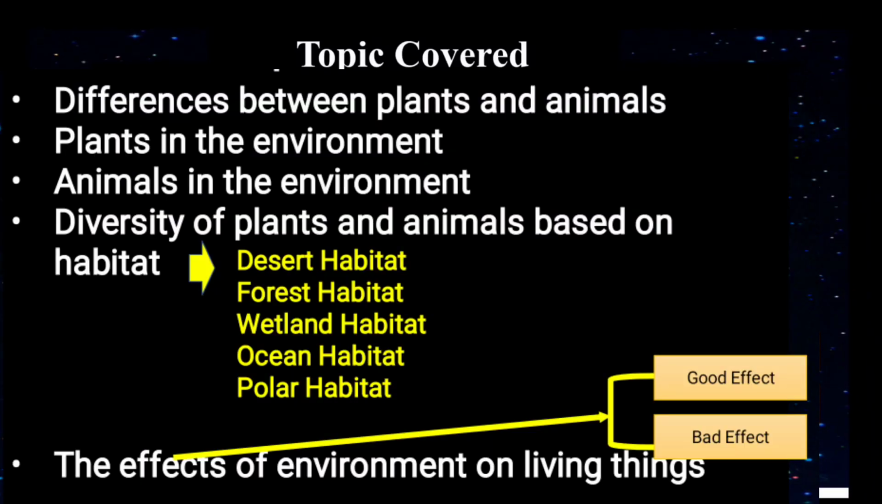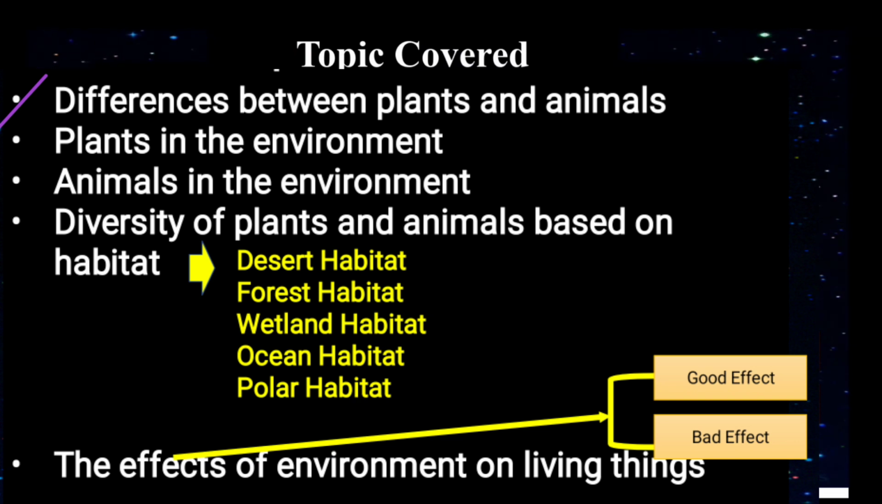Let's have a quick review of the topics we have learned in this chapter. At first, we learned about the differences between plants and animals. We learned how their food making process, their body parts and their movement are different. Plants can make their own food, but animals are dependent on plants for their food. The body parts of plants are root, stems, leaves, etc. On the other hand, the body parts of animals are head, eyes, limbs, etc.